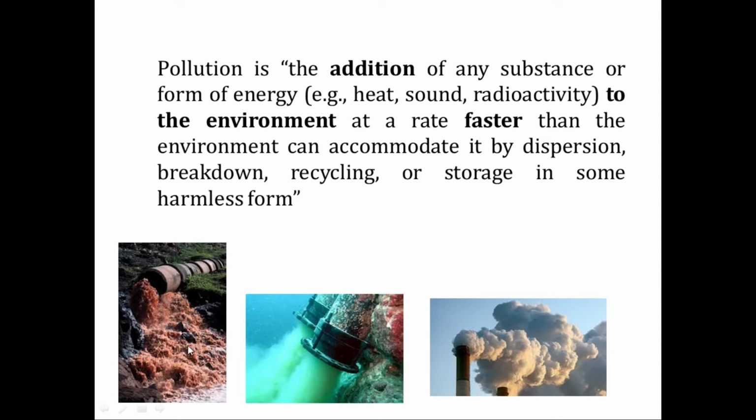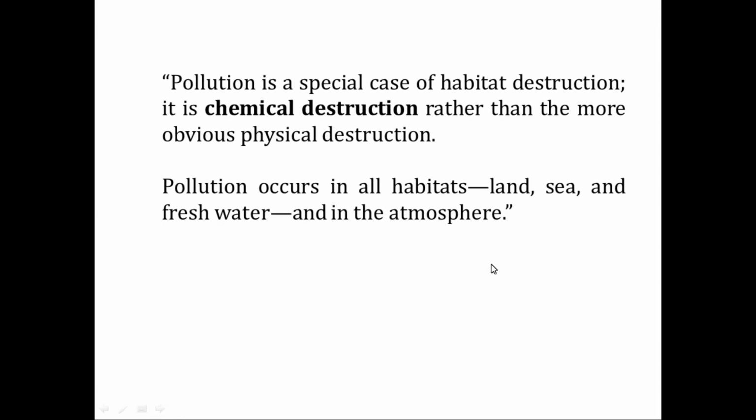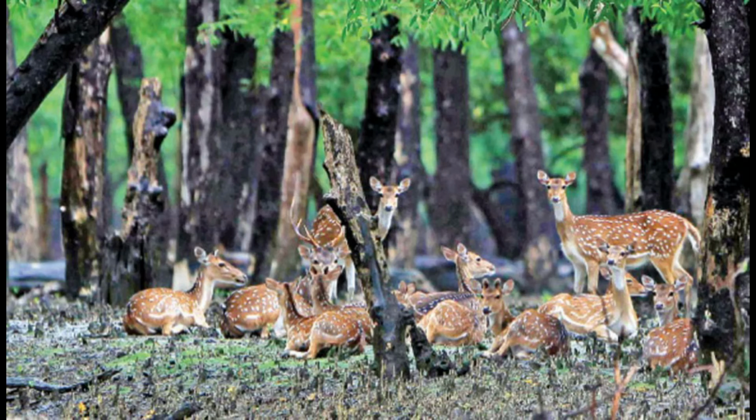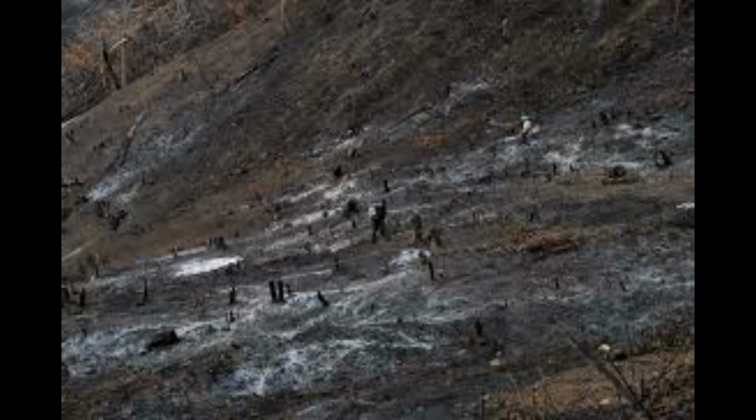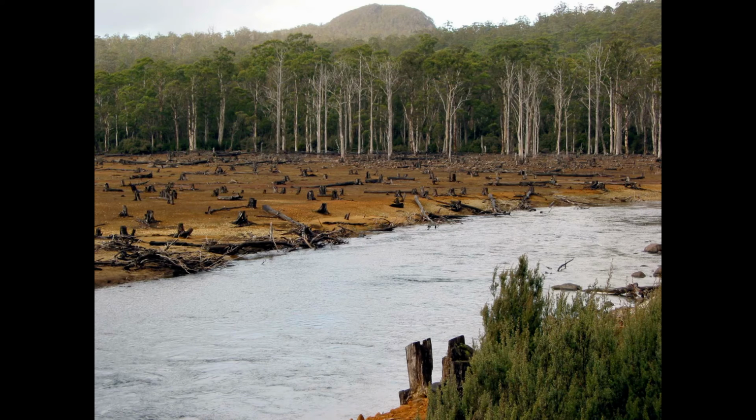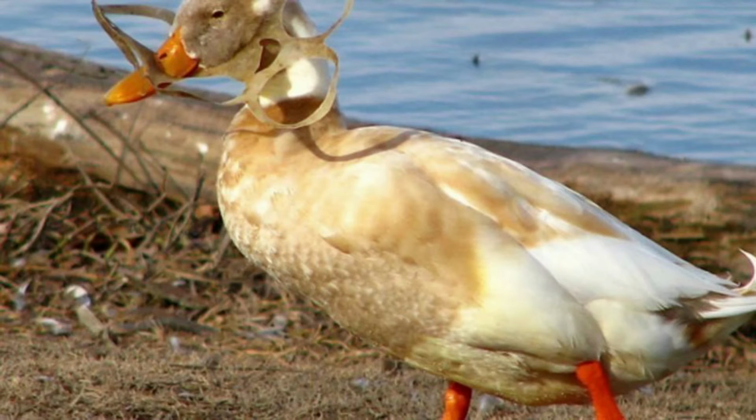So when you look at the pictures, you can see here a large amount of discharges. It is very fast and cannot be accommodated by the environment, and then there are so many emissions. Especially these cause habitat destruction, it is the chemical destruction rather than the more obvious physical destruction. Most of the time this pollution occurs in all the habitats, land, sea and freshwater, and in the atmosphere.